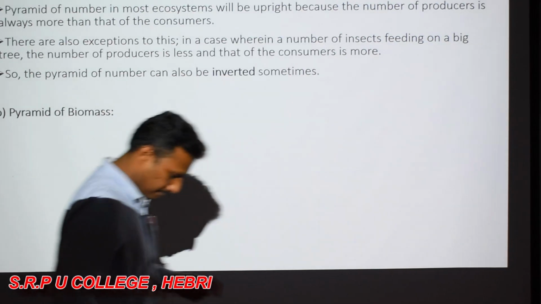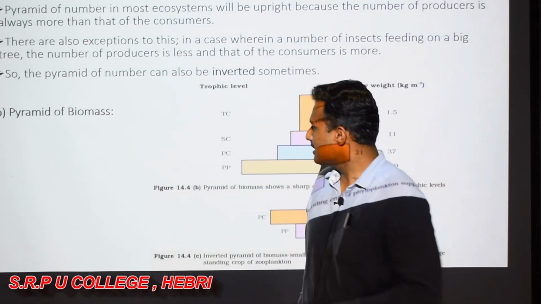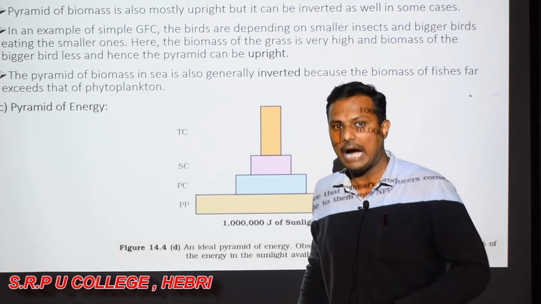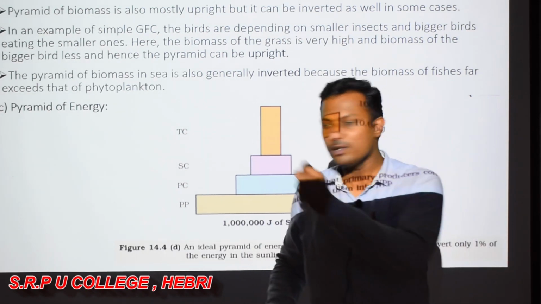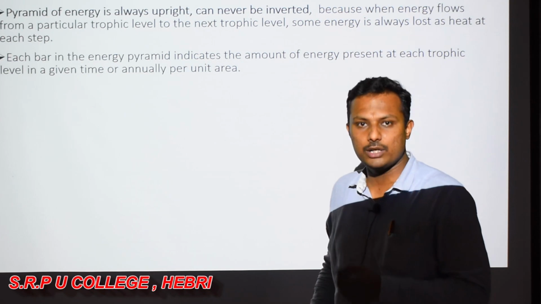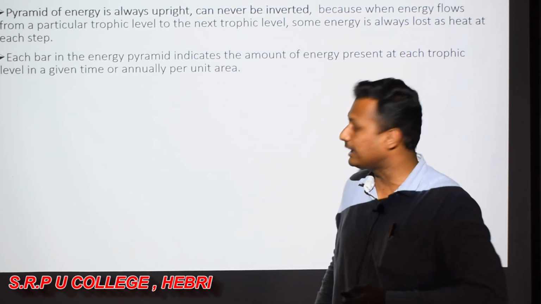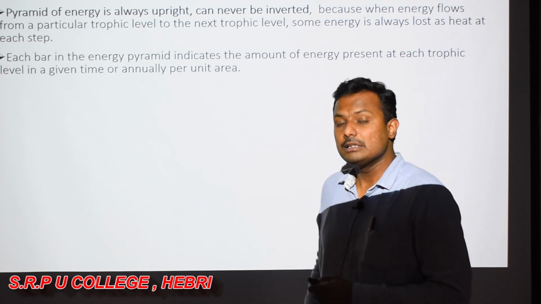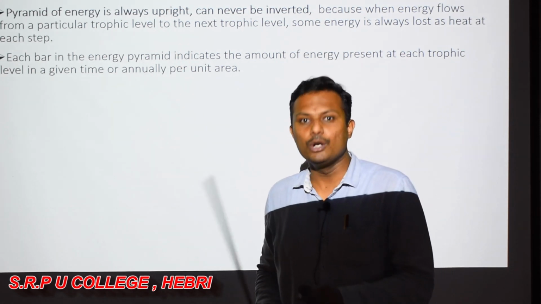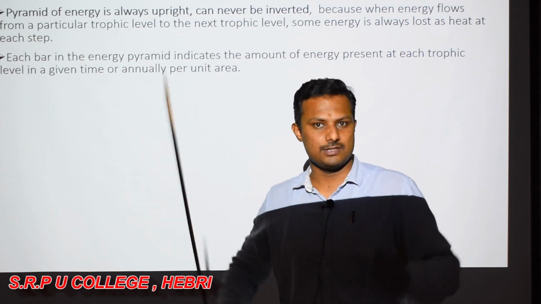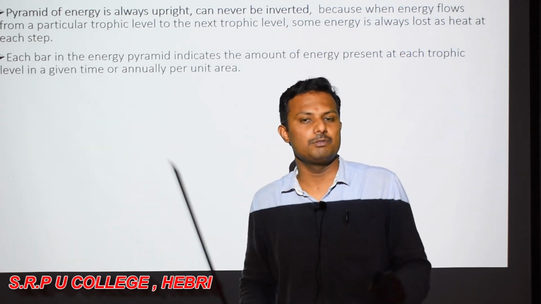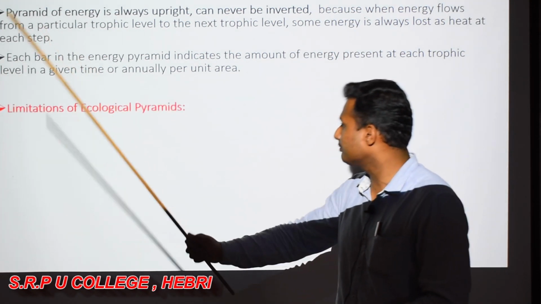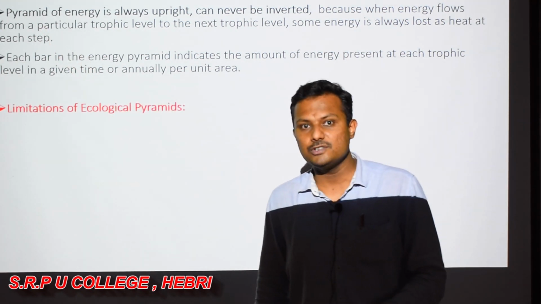But see, when we study the pyramids, these pyramids can be very convincing. They give a very convincing idea about the transfer of energy or number of organisms varying in different trophic levels, and also variation of biomass. But the pyramid concept cannot hold good always in the ecosystem, always in nature. The pyramid concept will not be accepted. Why? So we have to look at the limitations of the ecological pyramids in order to understand the drawbacks of the pyramids.